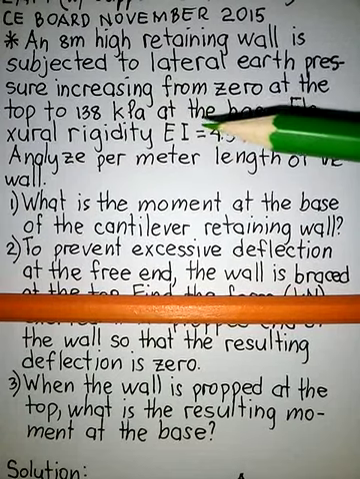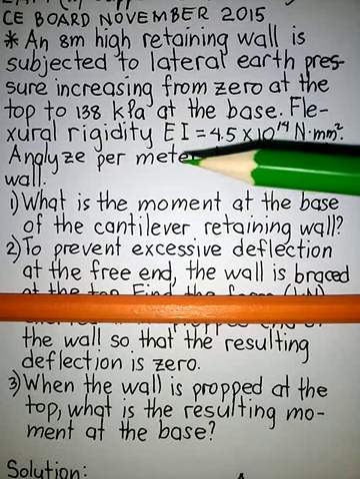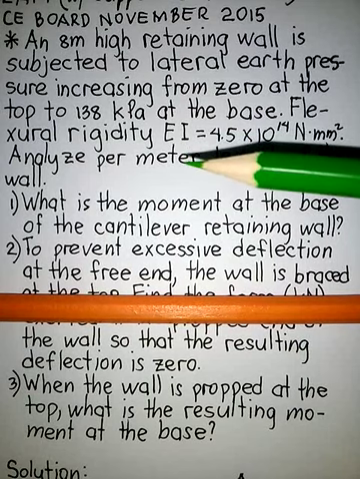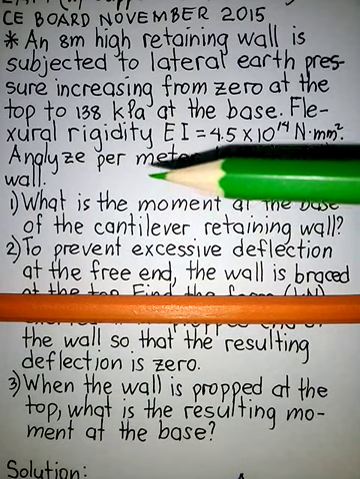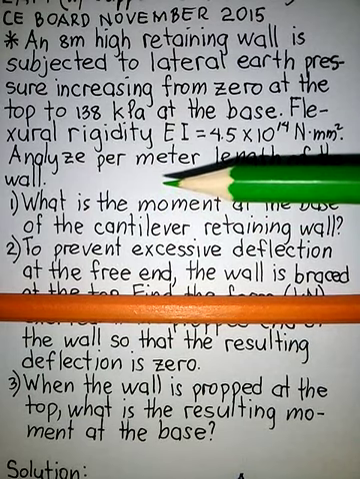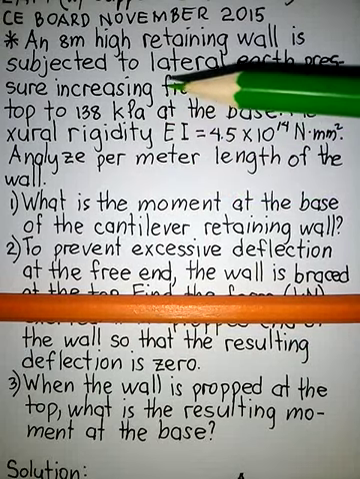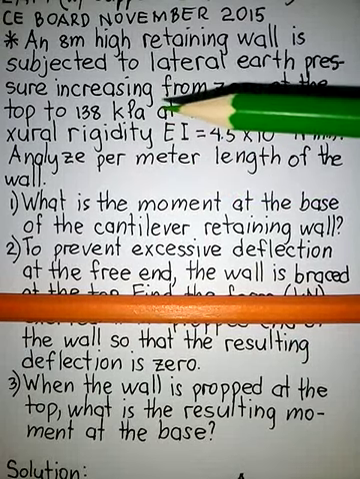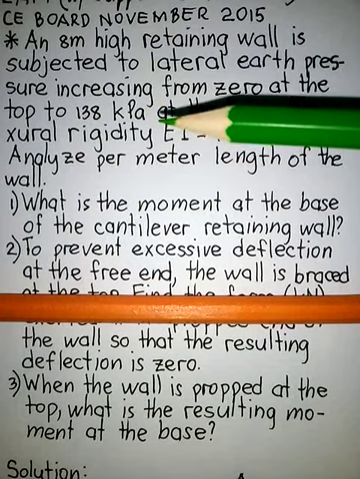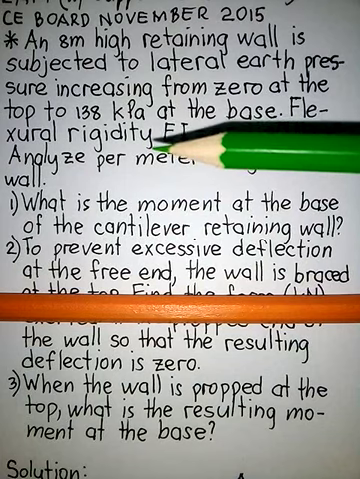So here is the problem. By the way, this problem can also be seen in a reviewer book published by a very well-known civil engineering review center. So this is the problem. An 8-meter high retaining wall is subjected to lateral earth pressure increasing from 0 at the top to 138 kilopascal at the base.